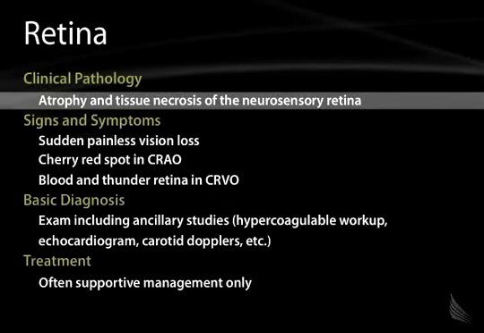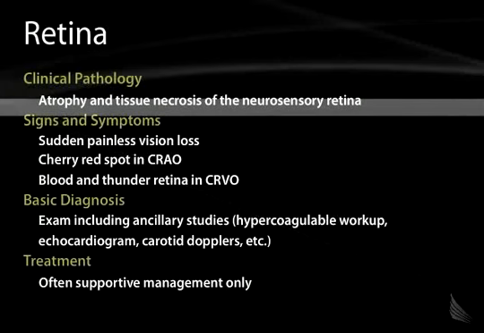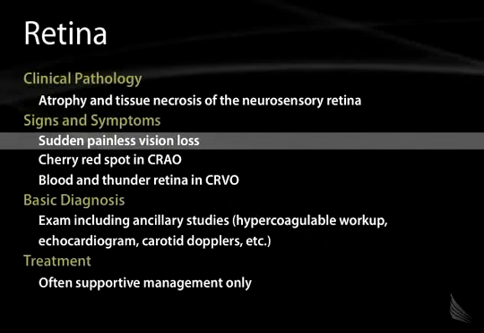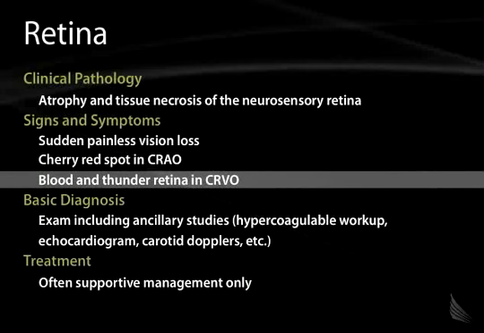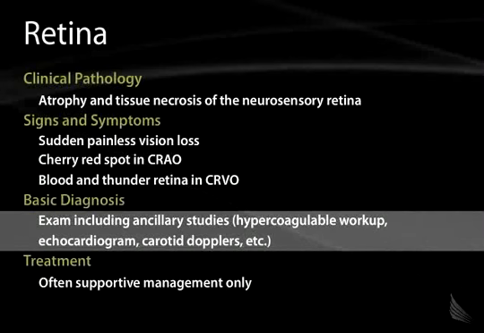The clinical pathology of vascular occlusions is atrophy and tissue necrosis of the neurosensory retina. Signs and symptoms, like we talked about, are sudden painless visual loss. You'll get a cherry red spot in central retinal artery occlusion, and you'll get a blood and thunder retina in a vein occlusion. The basic diagnosis is the exam, which will help you know what it is, and then your ancillary workup. You need to find what the cause is.